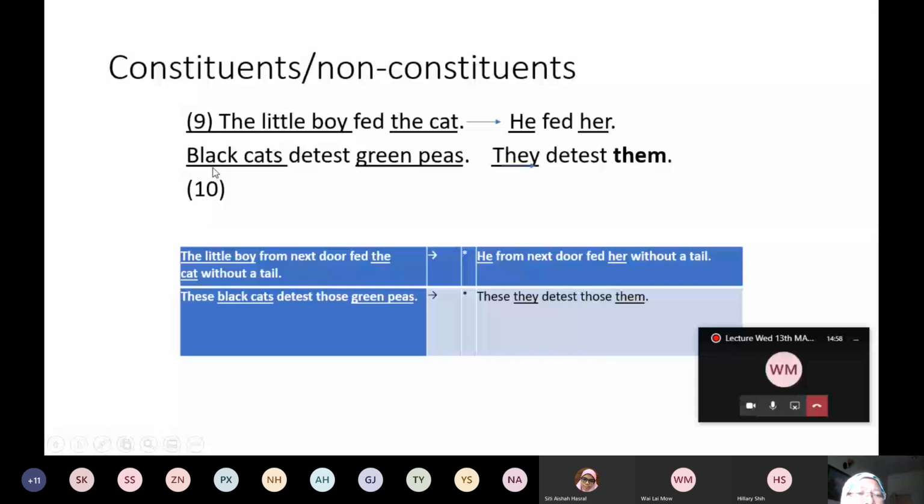The same thing with these black cats. This one, black cats detest green peas. You can substitute black cats with they, and then green peas with them. All right.